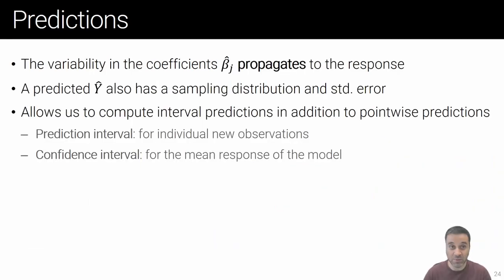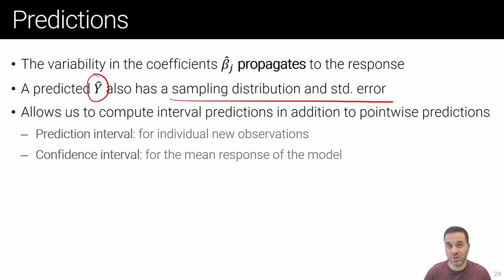And what can we say about the predictions? Again, this uncertainty in the coefficients, in the betas, propagates into the response. So a predicted score, a predicted y hat, is also going to have a sampling distribution and standard error. And this is going to give us the opportunity to make predictions that account for uncertainty. We're going to be able to make, for example, interval predictions.